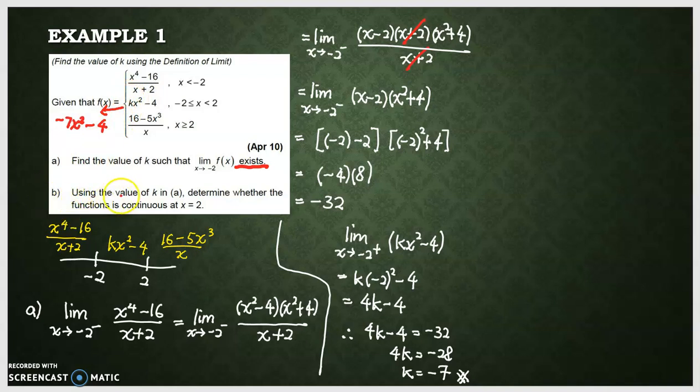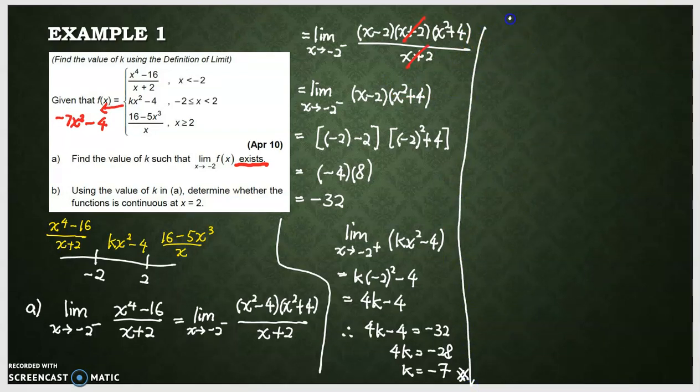Question B: using the value of k in A, determine whether the function is continuous at x equals 2. So there are three conditions that we're going to meet. The first condition is f(a), where in this question it is f(2).